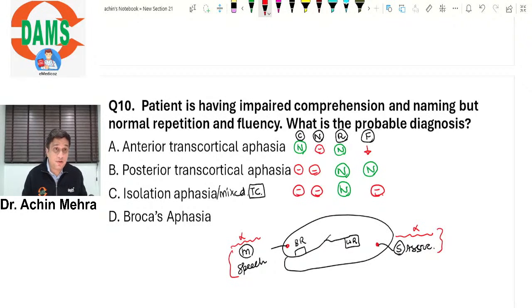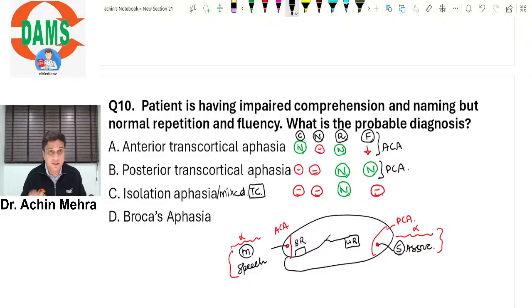An extra point to add to this: what artery will be causing this? Arterial infarction. If I look at this part, this is supplied by the ACA. If I look at this part, it is supplied by the PCA. So an ACA infarct is going to cause motor transcortical or anterior transcortical aphasia, while a PCA infarct will cause a sensory or posterior transcortical aphasia.